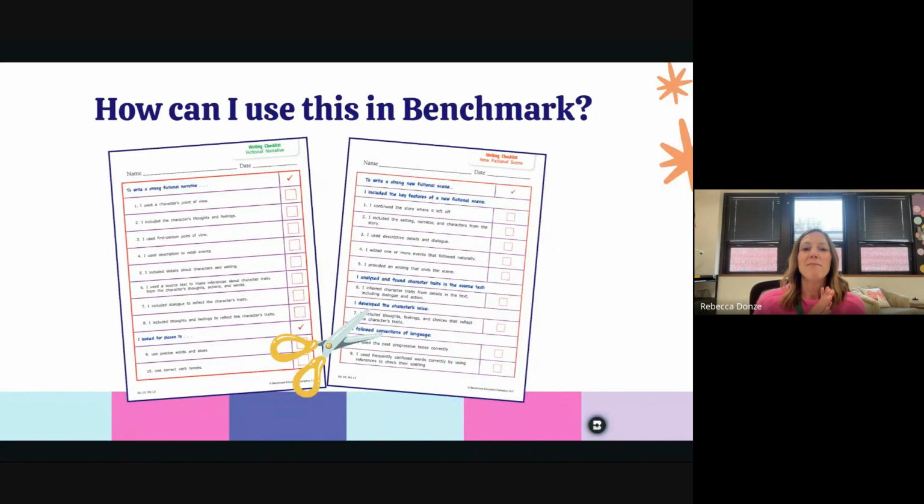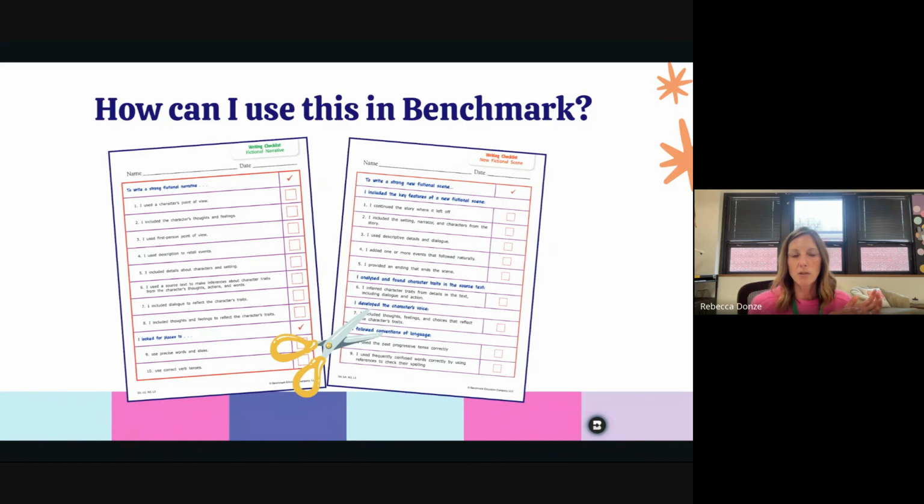Okay. These are taken directly from Unit 4 in Benchmark. One's for 4th, one's for 5th. You could cut apart each of those and just have a bag and pull one out and say, okay, today we're going to be editing, and then it's a specific skill tied directly to their writing, and you don't have to do any extra thinking.